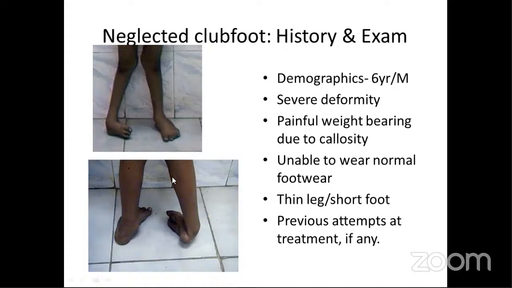So let's do a quick go through a neglected clubfoot. Now this child is a bigger child. This child will come to you walking, so you start examination with the gait. Besides asking demographics, family history, and operative history, you have to examine the child systematically. So always start from the spine, hips, do examine the knee, the contralateral limb, and always proceed in that. See the severity of the deformity. The child might be painful on walking because now he has developed a callosity.